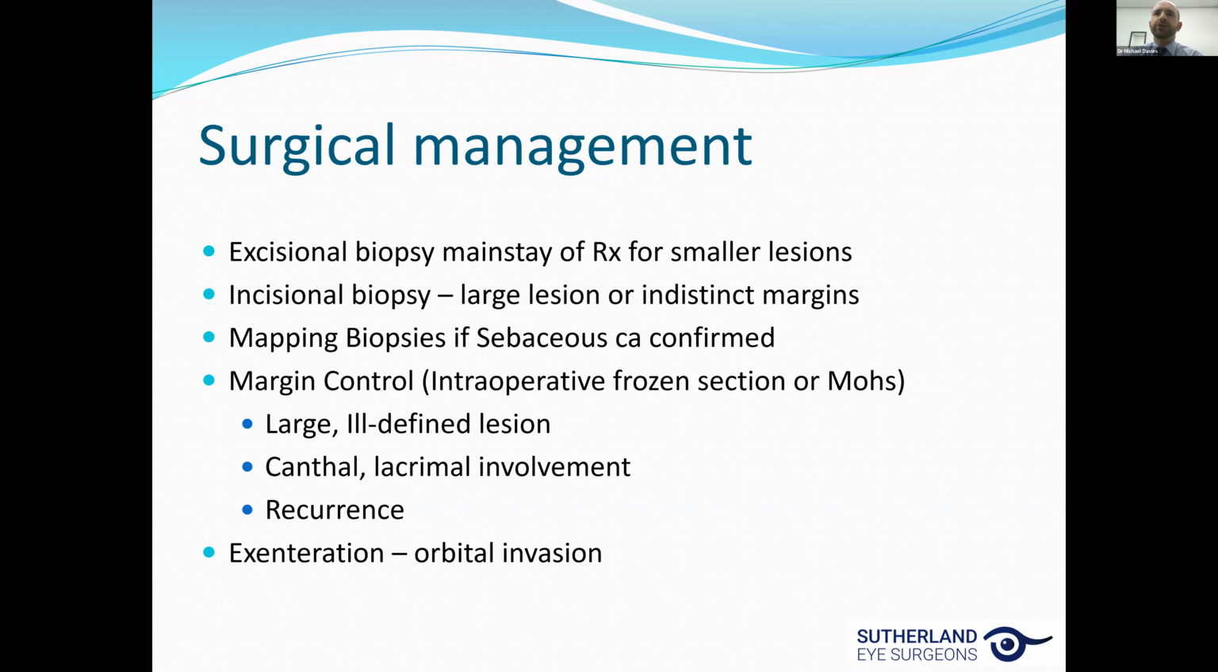The concept of margin control is really important. So by that, we're talking about either intraoperative frozen section or Mohs surgery. And that's particularly useful if there's a large ill-defined lesion, if there's canthal involvement, particularly medial canthus, because that's a place where it can actually spread posteriorly into the orbit very, very easily, or involvement of the lacrimal outflow apparatus, then you want to conserve as much tissue as possible. So margin control is essential. And if it's recurrent disease, it's often very useful as well. For more severe disease, orbital invasion, then exenteration, where we remove the globe and the contents from within the socket altogether, is occasionally required.